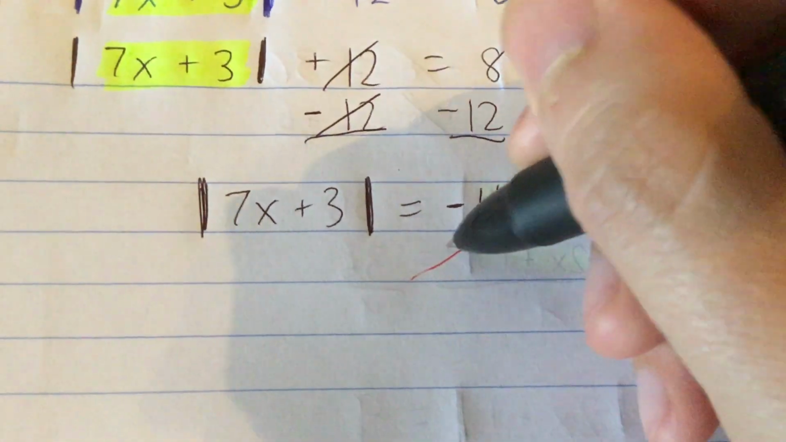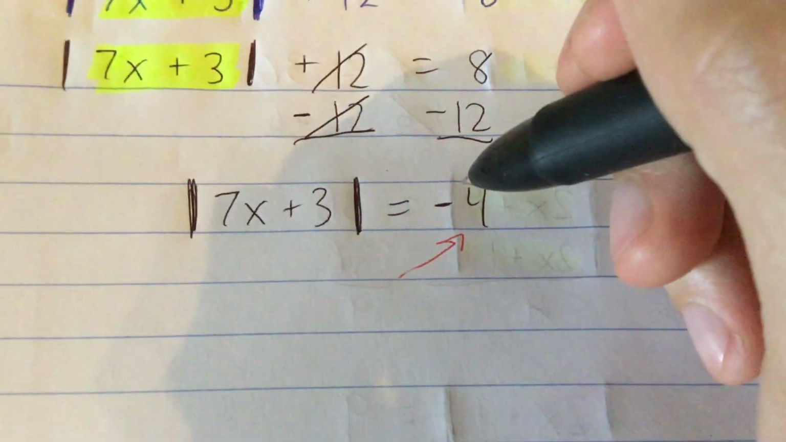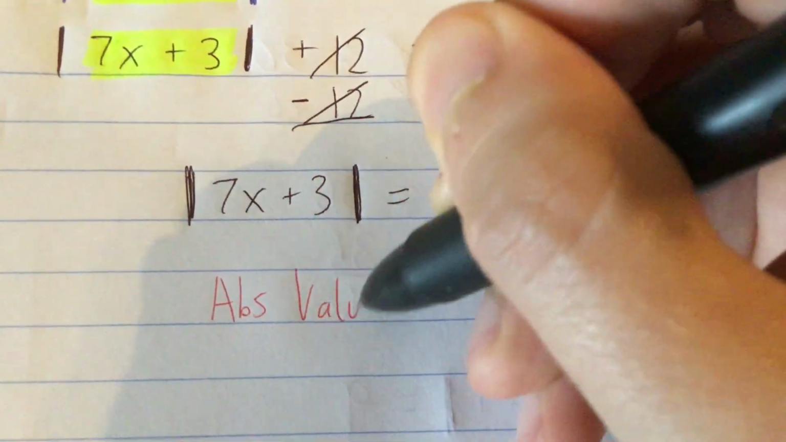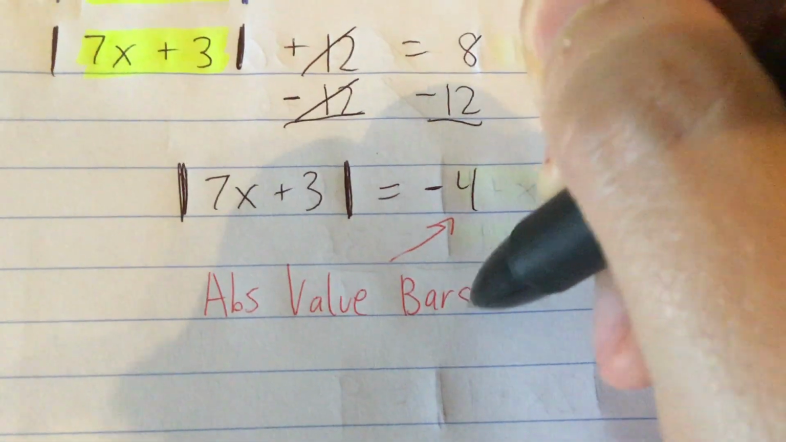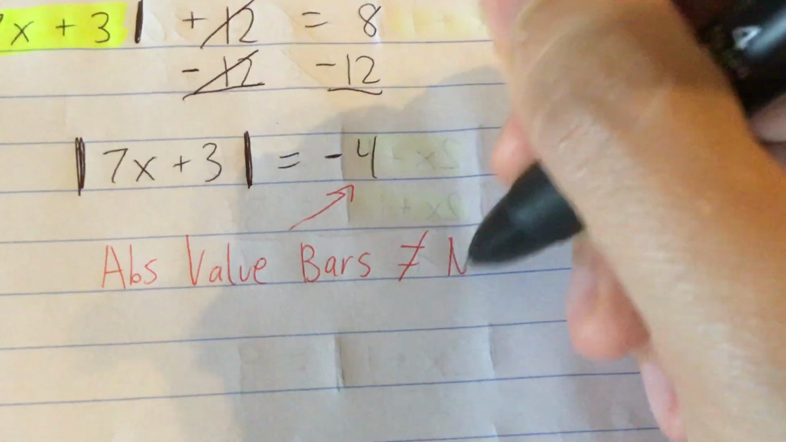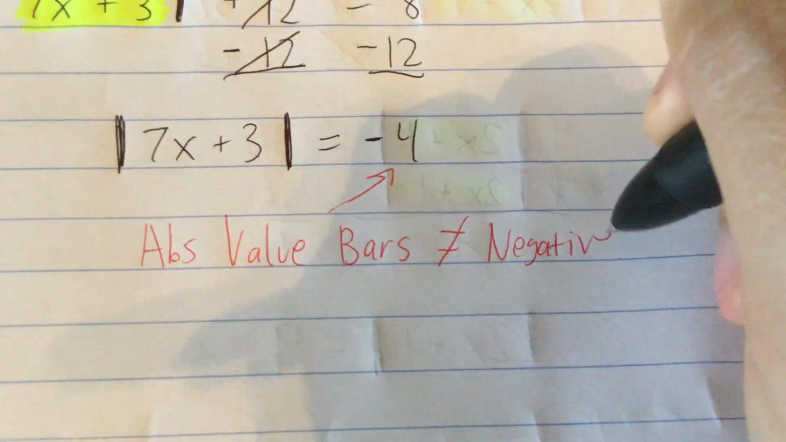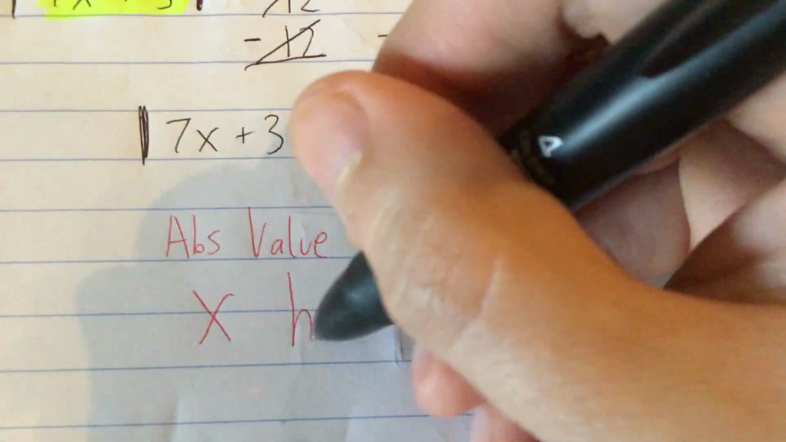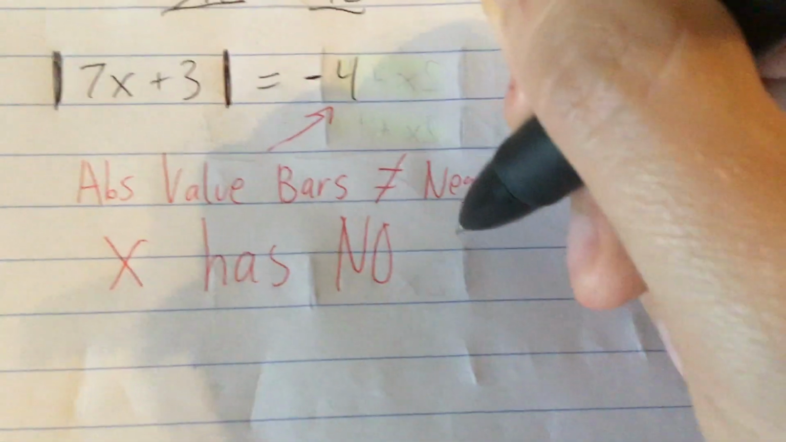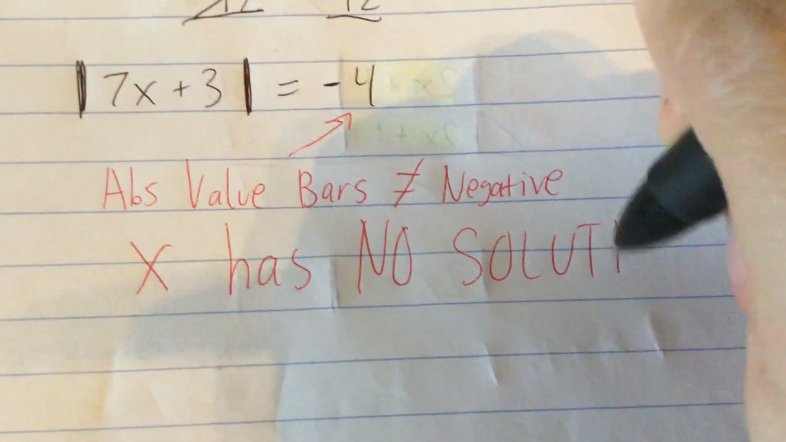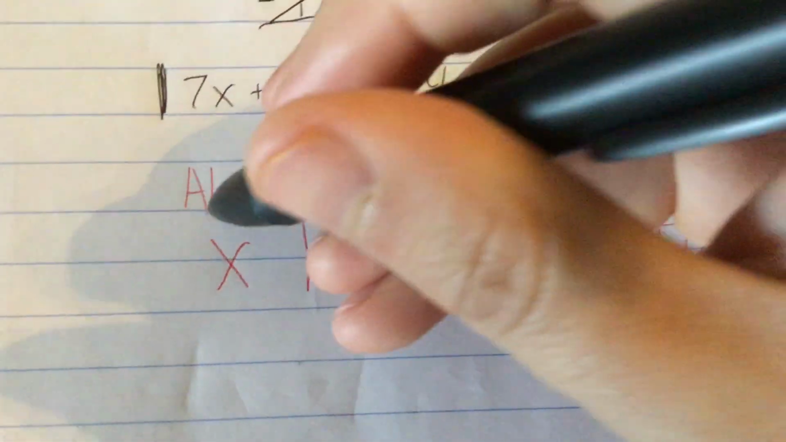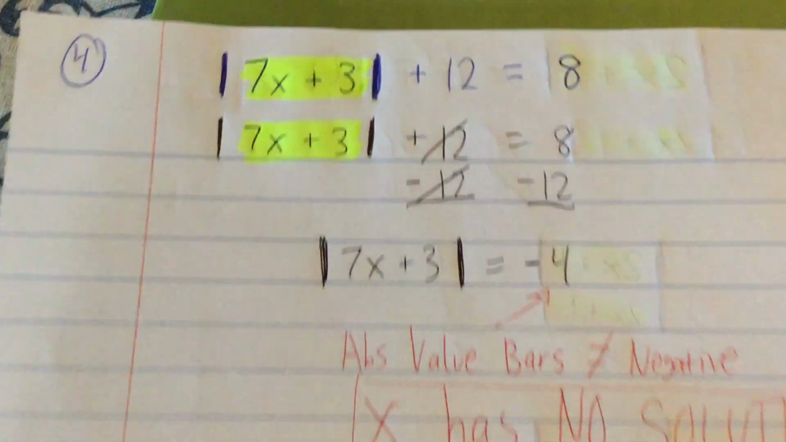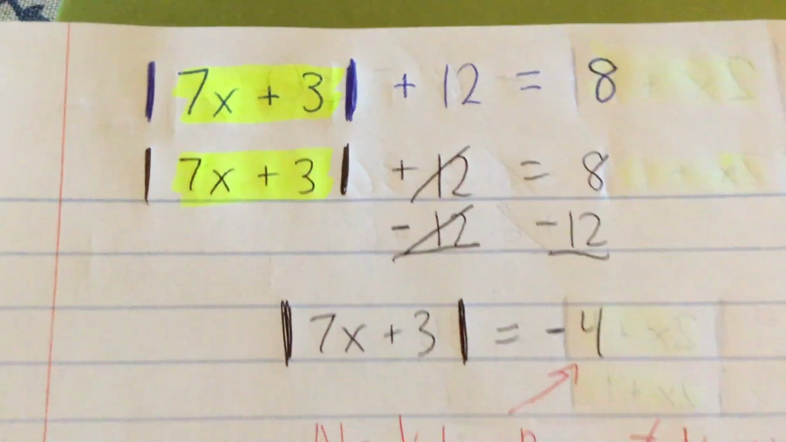I don't care who you are. There's no such thing as negative distance. The absolute value bars can never generate a negative. There's no such thing as negative distance. So I don't care what's on the inside. This problem cannot be solved. So x has no solution in this problem. Isn't that awesome? If you get the bars isolated and the bars equal a negative output, that means that this problem is impossible to solve.